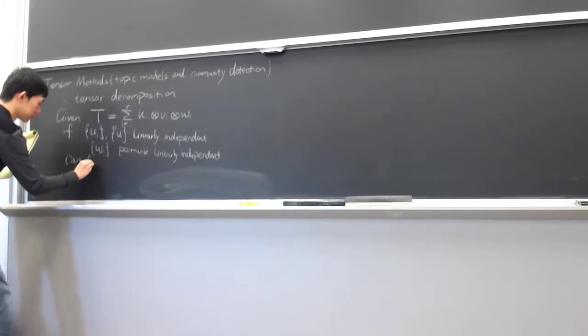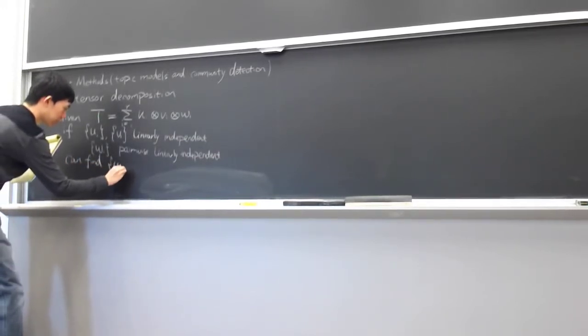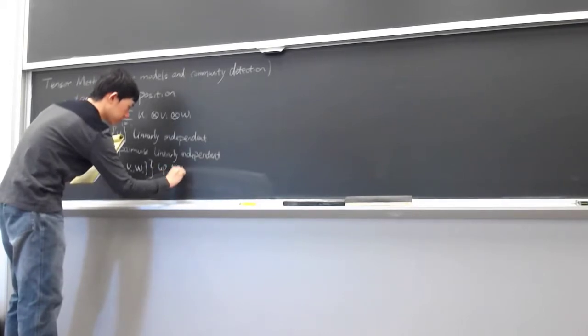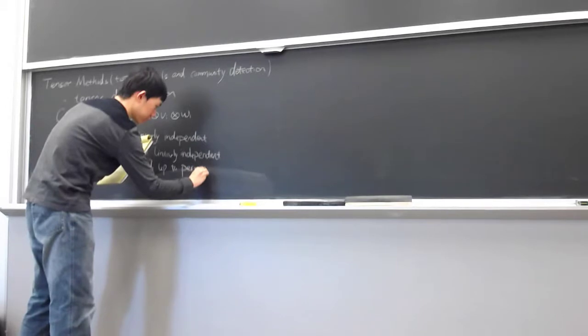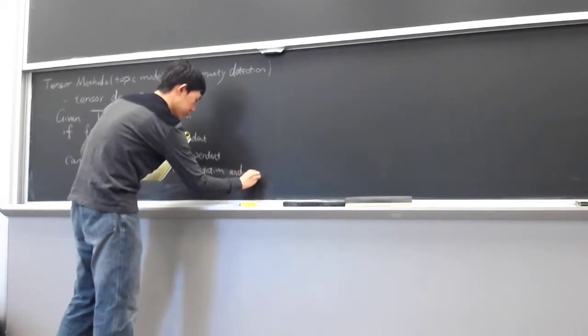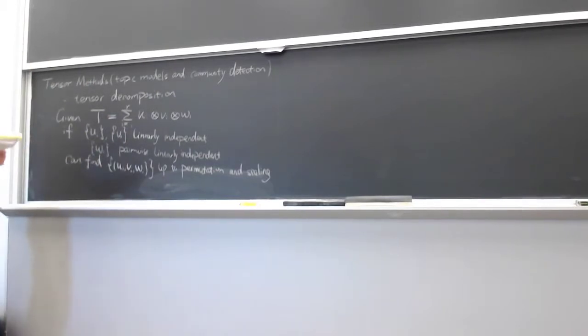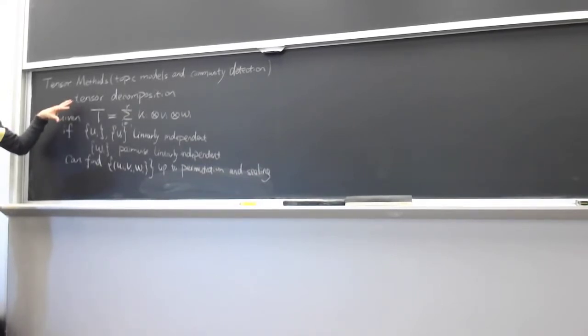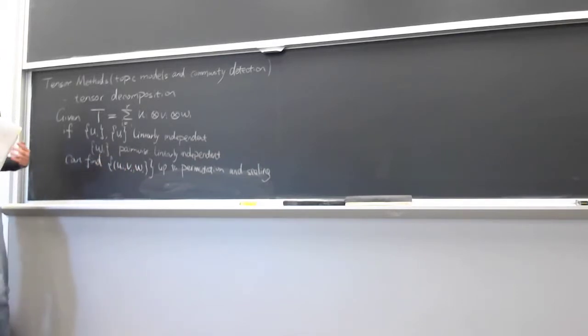this set of u_i, v_i, w_i up to permutation and scaling. So does everyone remember how the algorithm works? Okay, so we'll not talk about the algorithm again in this lecture. But it's important to keep in mind that we can only hope to find these vectors u_i, v_i, and w_i up to permutation and scaling, and there's nothing we can do about that.